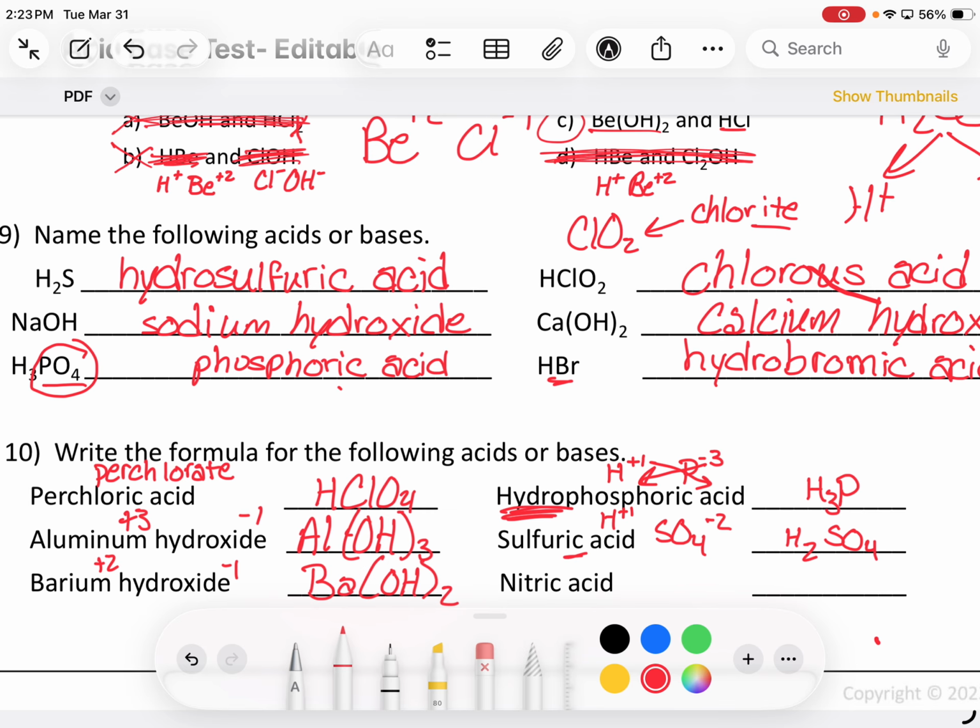Sulfuric acid. By the way, this is another strong acid, so you need to make sure you know that one. And is nitric acid also a strong acid? Oh, yeah.